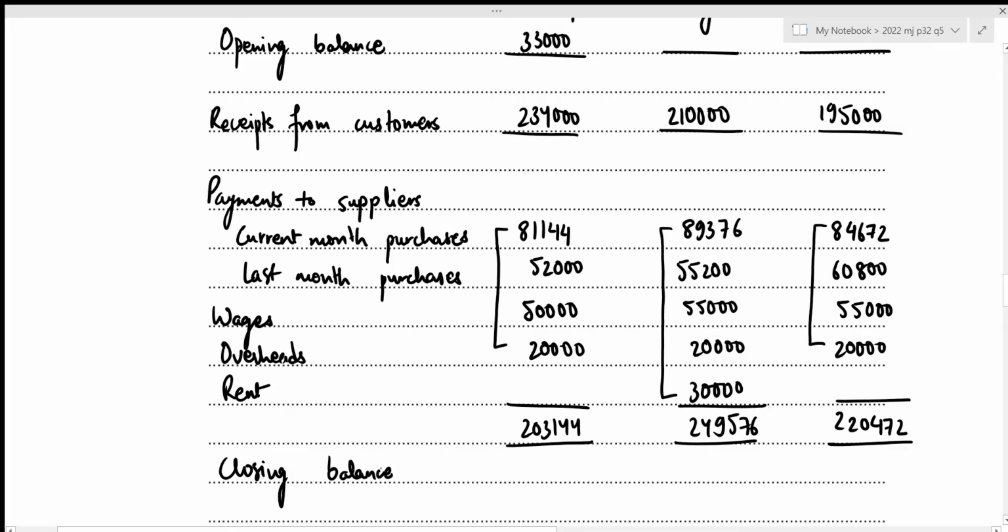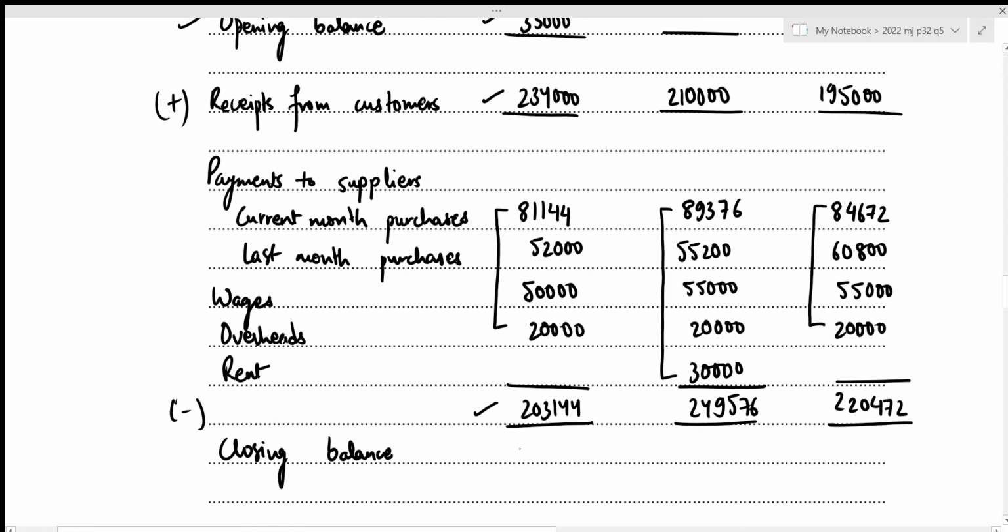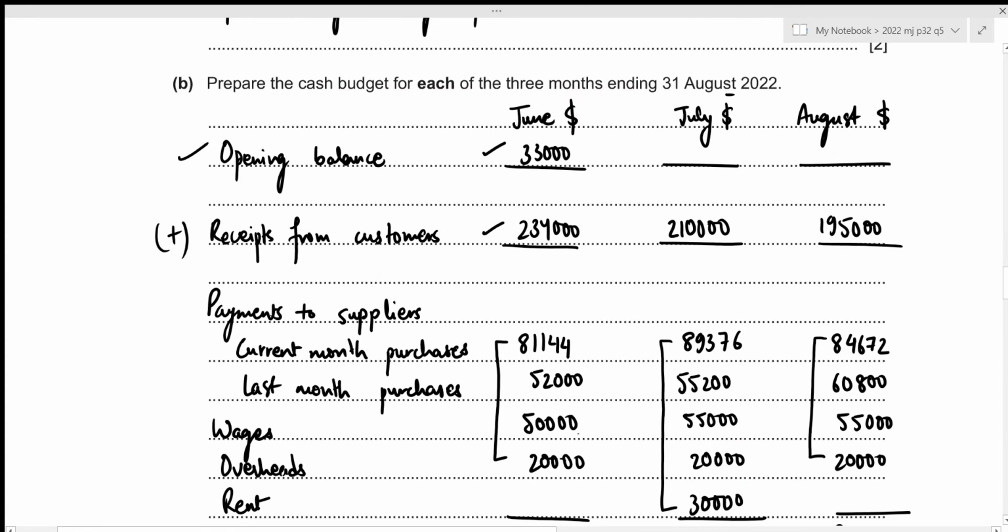Alright, now we move towards figuring out our closing balance for each month. Let's start with the month of June. Our closing balance is just going to be the opening balance plus all of our receipts minus all of our payments. So for June, that's going to be 33,000 plus 234,000 minus 203,144, which results in 63,856. Now remember that closing balance for this month will act as the opening balance for next month. So the opening balance for the month of July will be 63,856. Let's write it down.